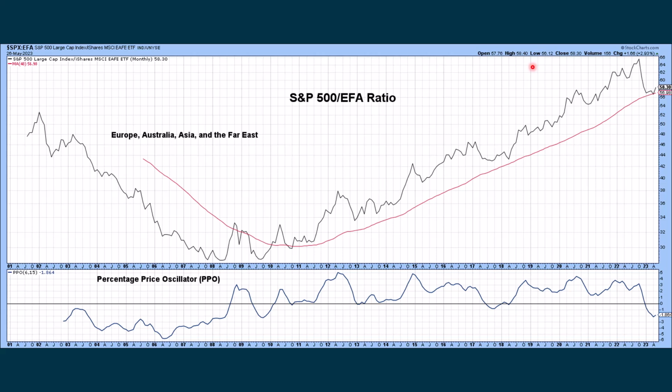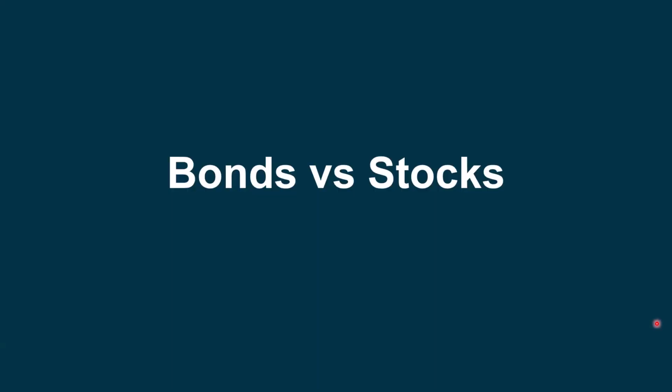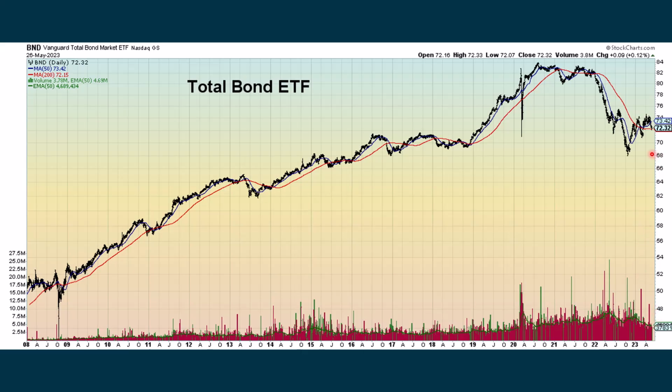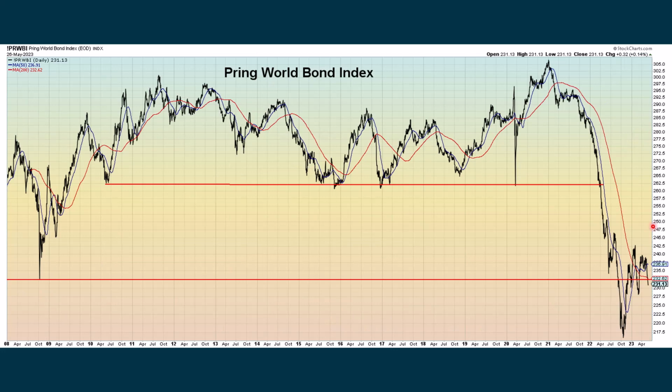Then we look at the S&P 500 and then compare it to stocks in Europe, Australia, Asia, and the Far East. We're bouncing up off of this moving average. The PPO on the bottom is starting to turn up, so this is showing some improvement. Please keep in mind that this is a monthly chart. Looking at bonds versus stocks, bonds continue to be in an overall uptrend, but they have shown some weakness. This ETF is coming down to its 200-day moving average. The Pring World Bond Index chopping around all over the place, but still in an uptrend, but showing some weakness.